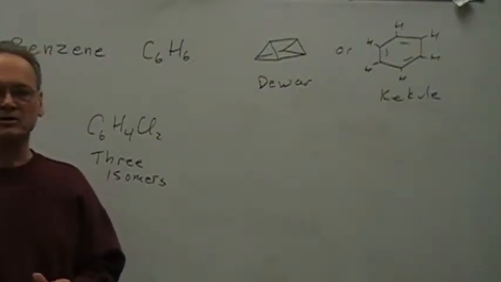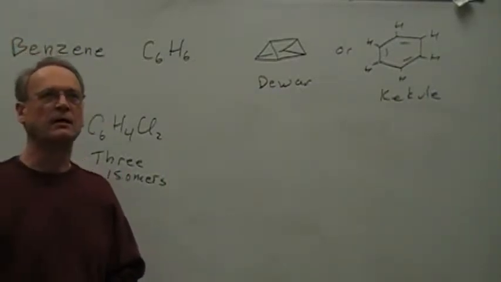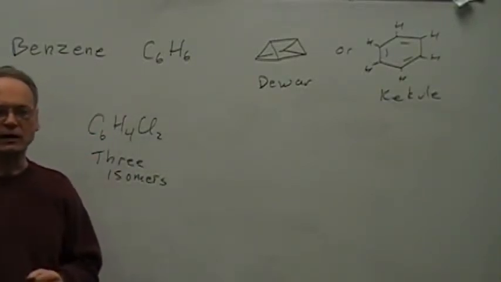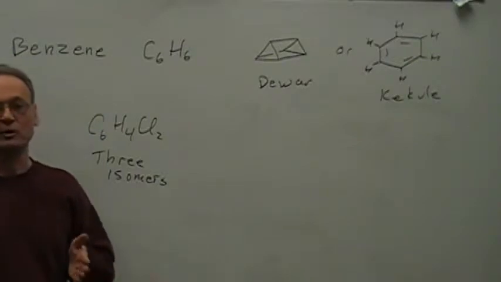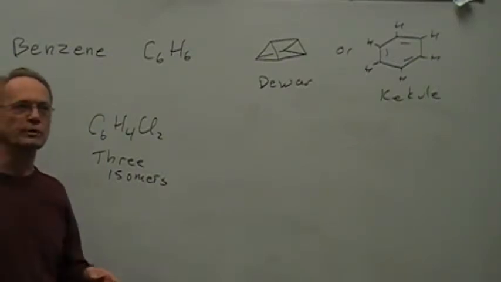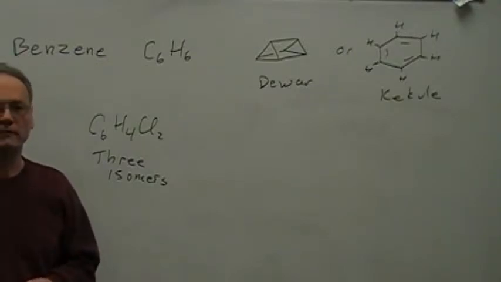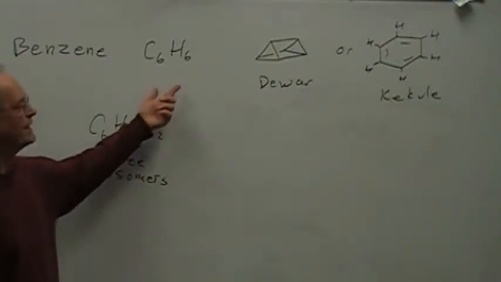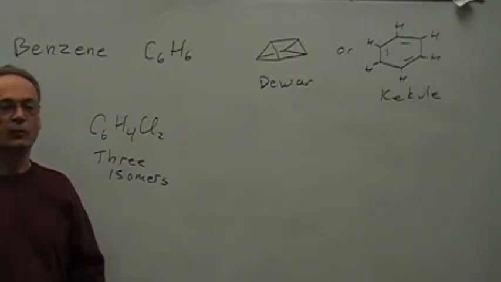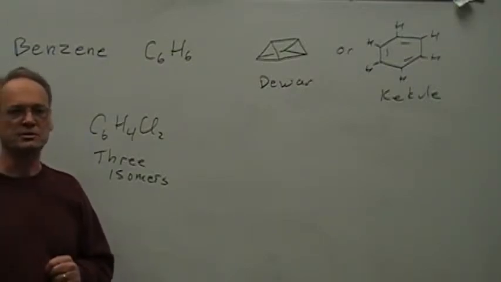Well, remember the index of hydrogen deficiency. If you have 6 carbons in the molecule, how many hydrogens would it have if it was saturated? Remember the 2n+2 rule? It should have 6 times 2 plus 2, which would be 12 plus 2, which would be 14. It should have 14 hydrogens. It only has 6 hydrogens, so it's missing a bunch of hydrogen. In fact, 4 pairs, so its index of hydrogen deficiency is 4.